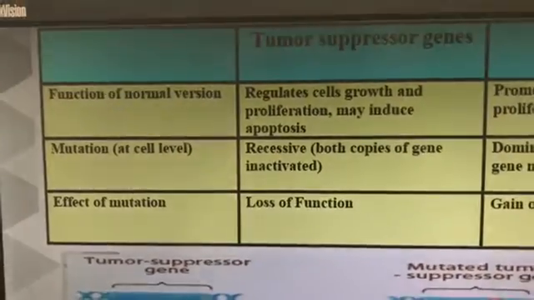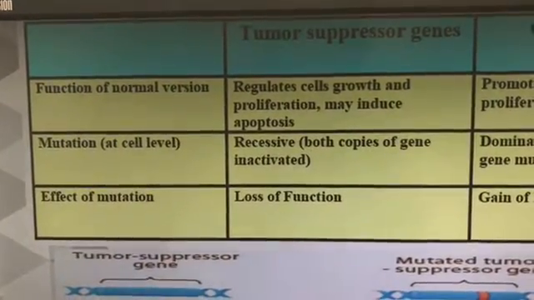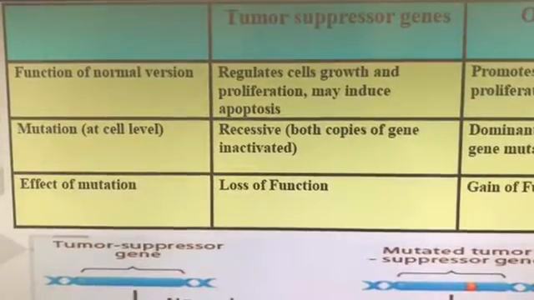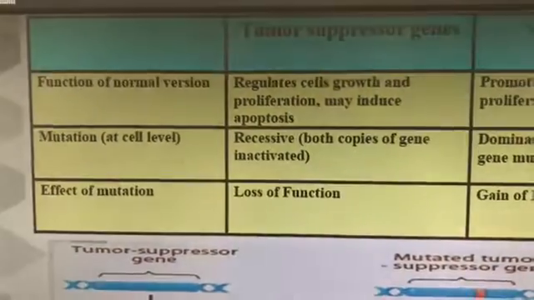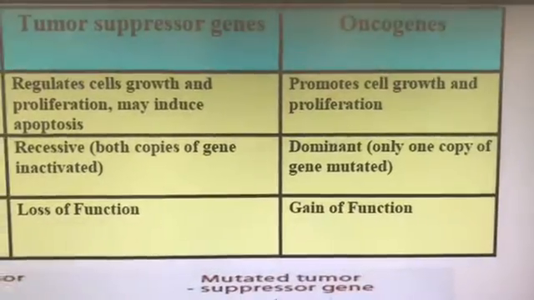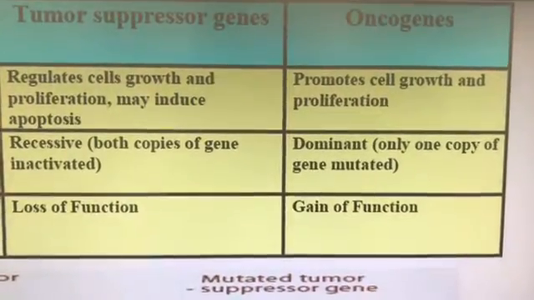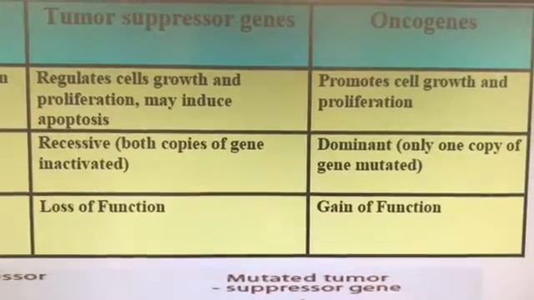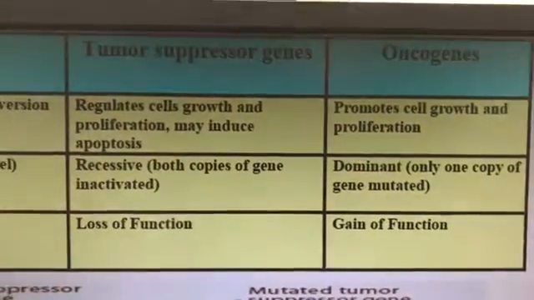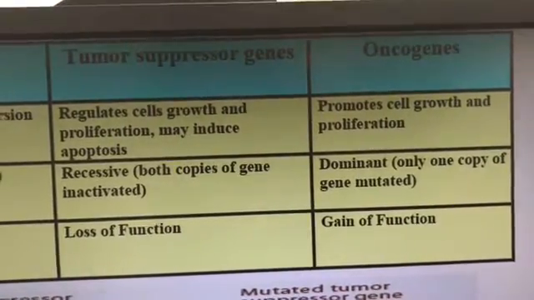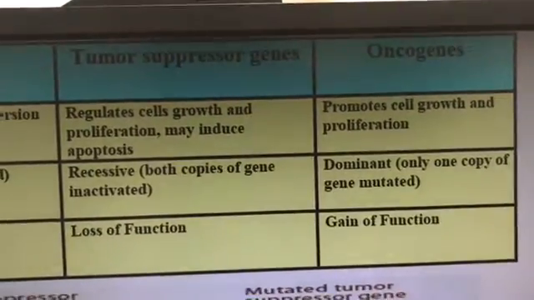So, the function of the normal version of the tumor suppressor gene is to regulate cell growth and proliferation. It may also induce apoptosis, which is cellular death. This means that cell division is kept under control by the suppressor gene. However, an oncogene promotes cell growth and proliferation, even to the extent of causing division to occur when it's not needed, which is basically saying that cell division is not under control and the cells divide continuously and there is no way to stop it.